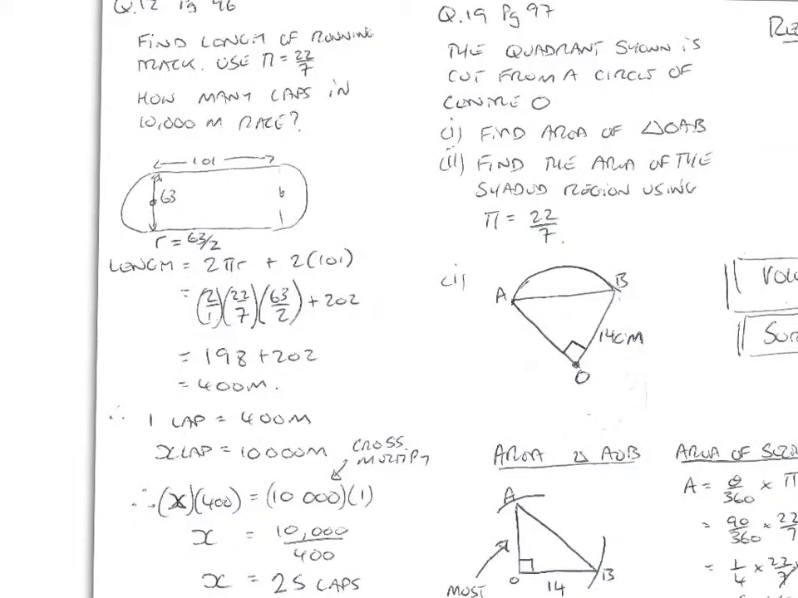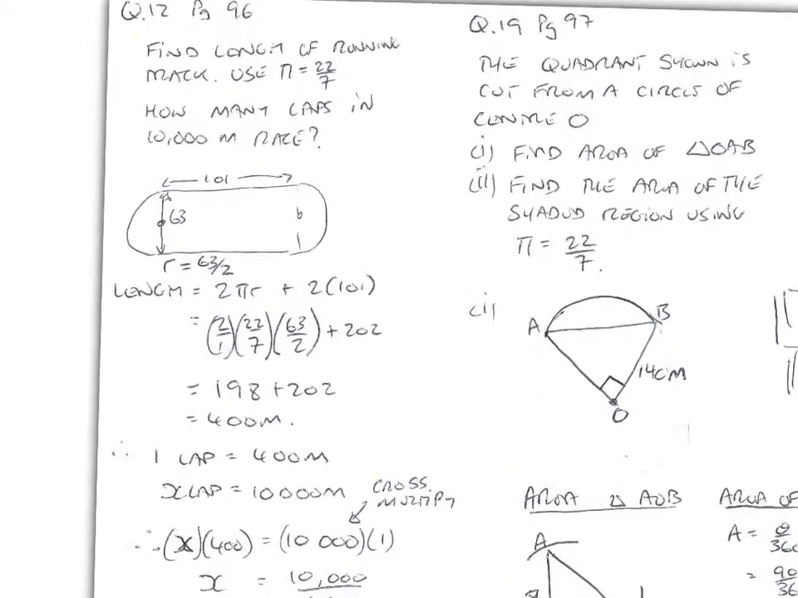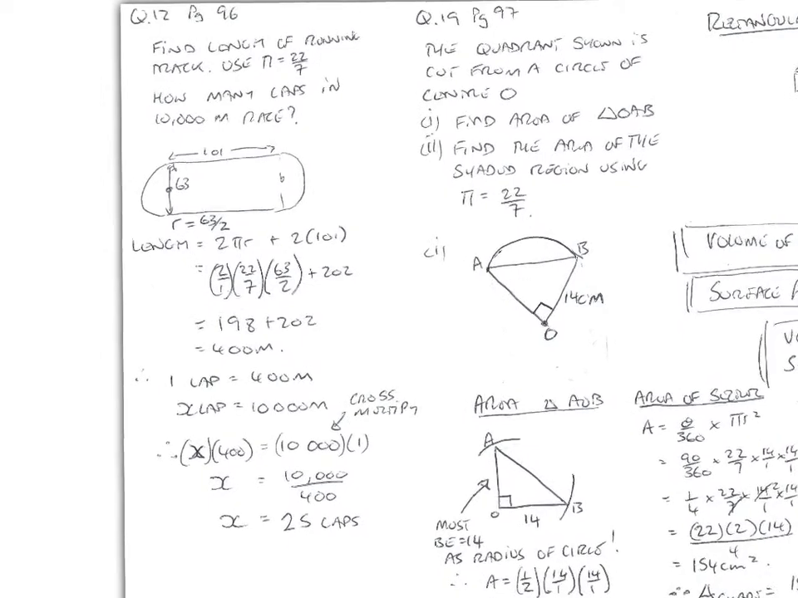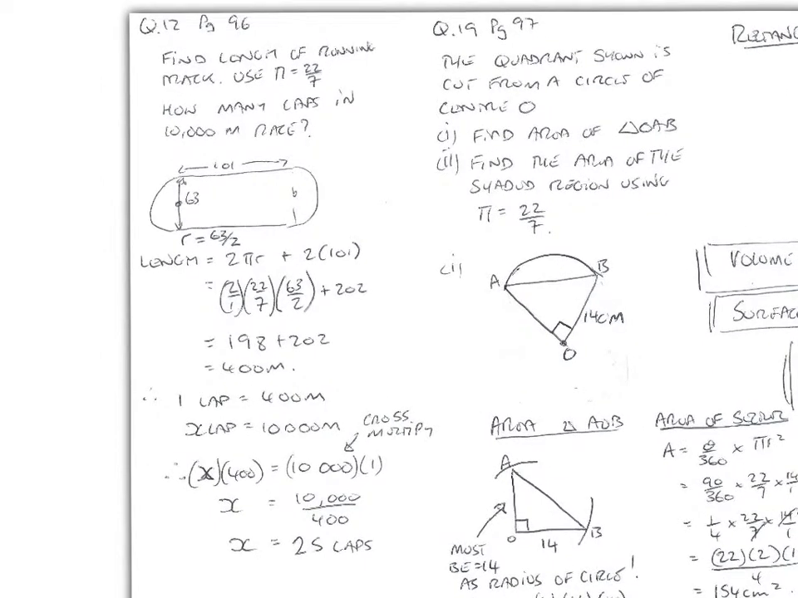Now, more practical examples from page 96, question 12. So, here we go. Find the length of the running track here, okay? Use pi equals 22/7. How many laps if someone was in a 10,000 metre race on this track? Well, the length of the track is given by the circumference of this circle. There's half the circle there and half the circle there. So that's involved in the length of the track, so is that. So that's 2 pi r.